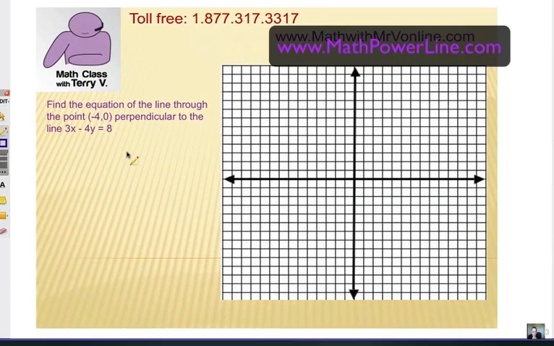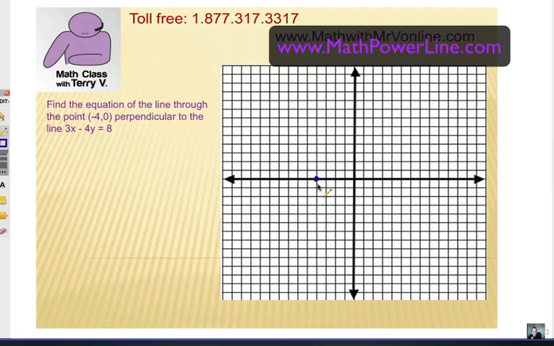Find the equation of the line through the point (-4, 0) that's perpendicular to another line, 3x minus 4y equals 8. Believe it or not, that's all the information we need to find the equation of this line. Let's go ahead and put the point in, (-4, 0). So we go back on the x-axis 4 and we stay on the x-axis, y is 0.